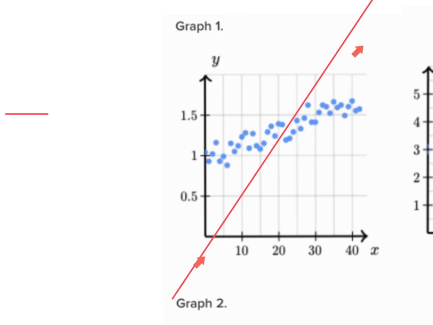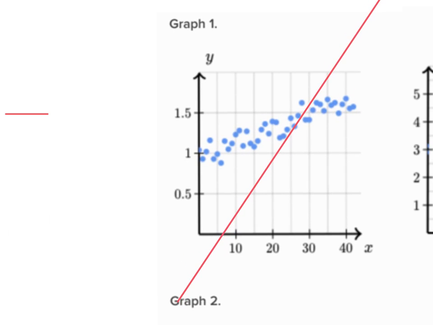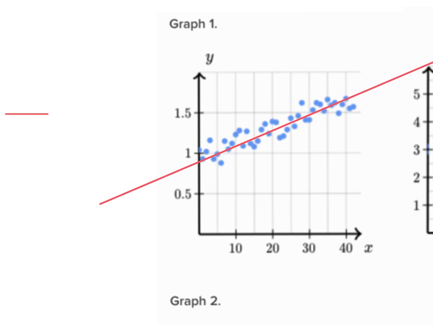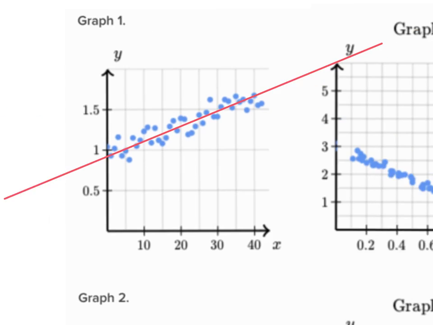But let's say I take this red line and I move it like that. Now I have about the same number of points below the red line as above it, and the red line matches the slope of the data, doesn't it? So that is a good line of best fit. Okay? Look at this one.